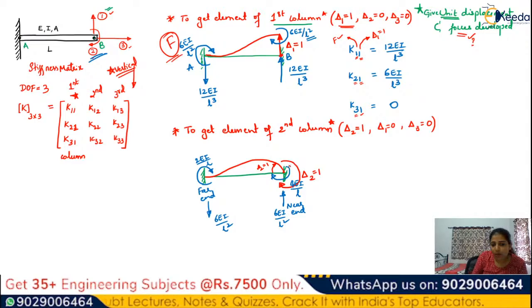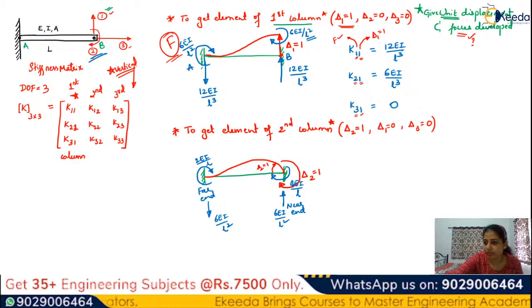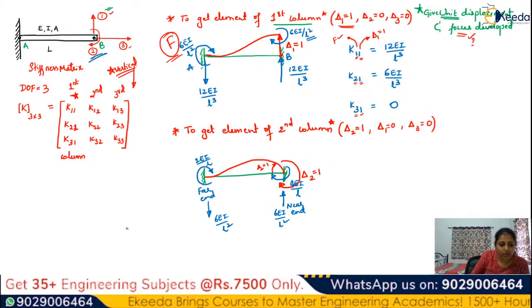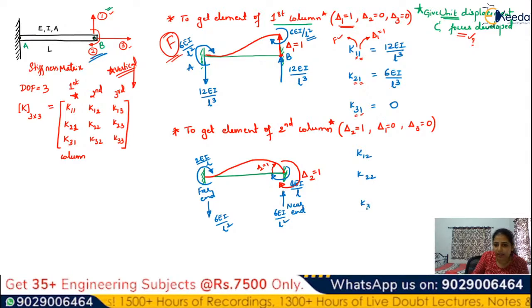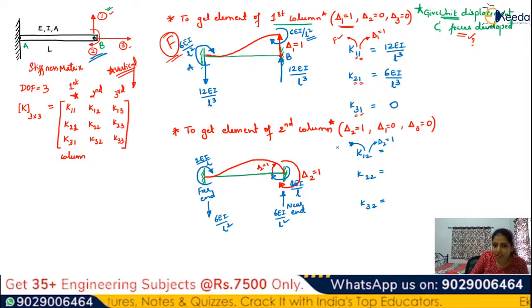Right, now what did I tell? When we are giving a unit rotation, the moment developed at the point of unit rotation will be 4EI by L, and at the far end it will be 2EI by L. Okay, so the stiffness values that we have to write down are the second column elements, K1 2, K2 2 and K3 2. So what is the meaning? We are applying unit displacement in the coordinate 2 and seeing the corresponding forces that are developed in coordinate 1, 2 and 3 respectively.